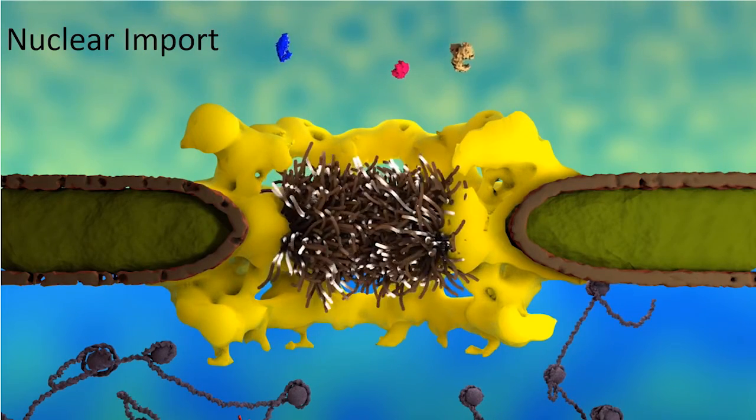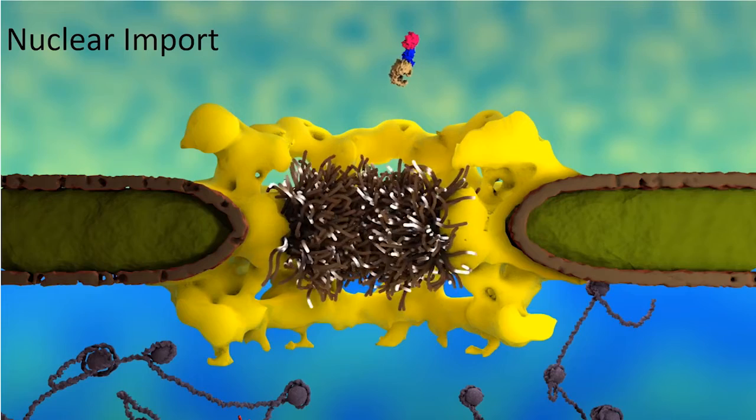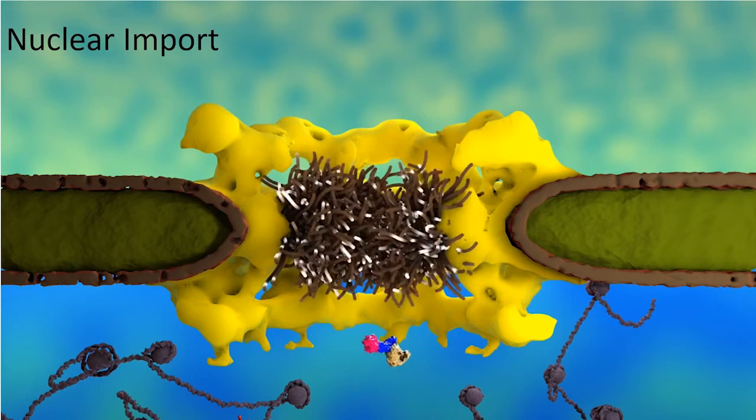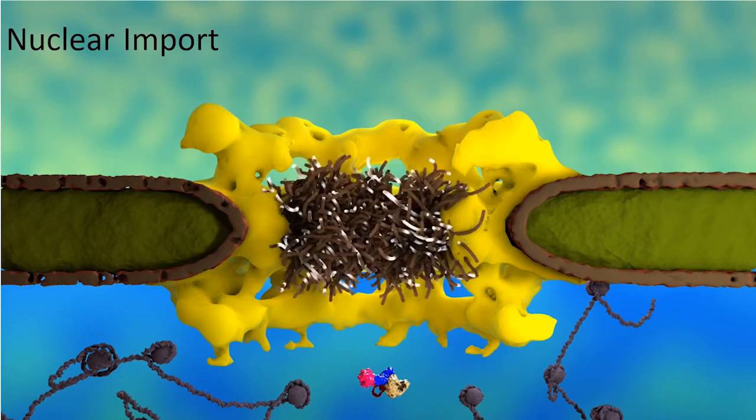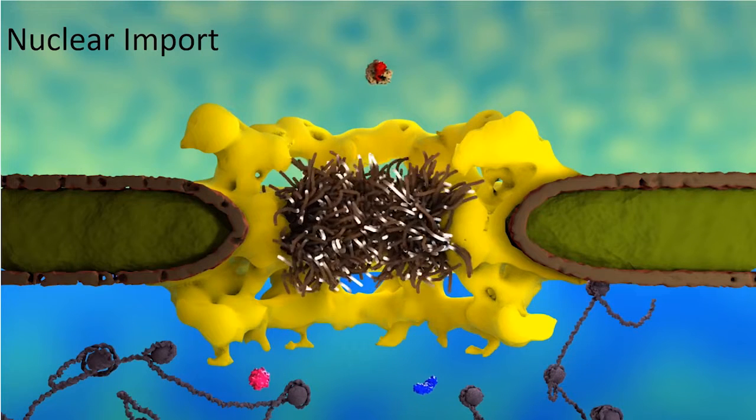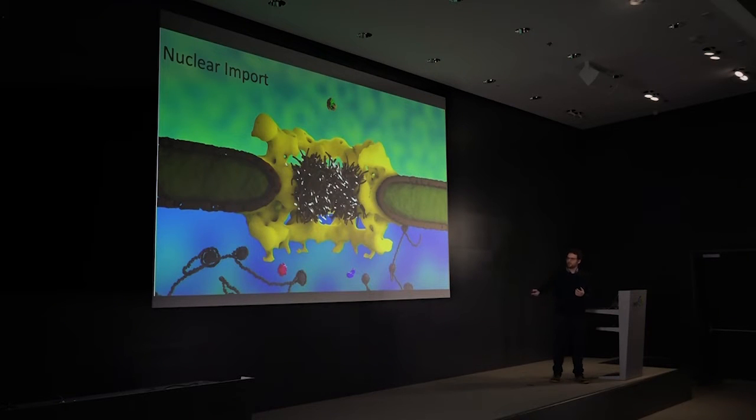But once it binds nuclear transport receptors, these nuclear transport receptors can package this protein and bring it to the nucleus. In the nucleus, this complex is disassembled and the protein stays in the nucleus and doesn't come out anymore.